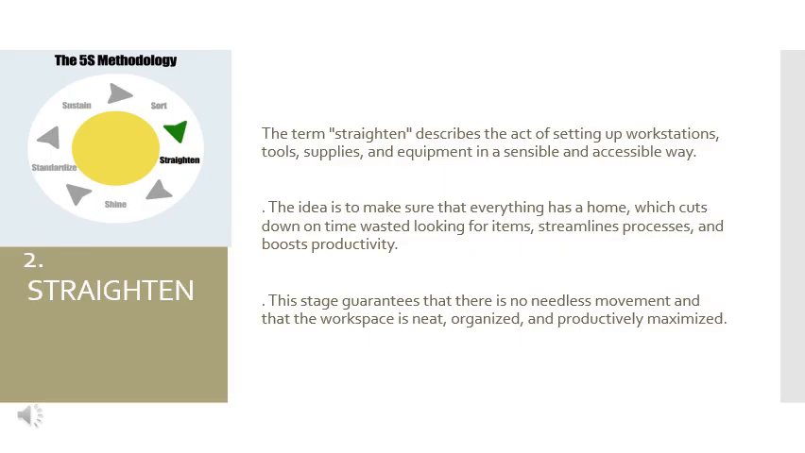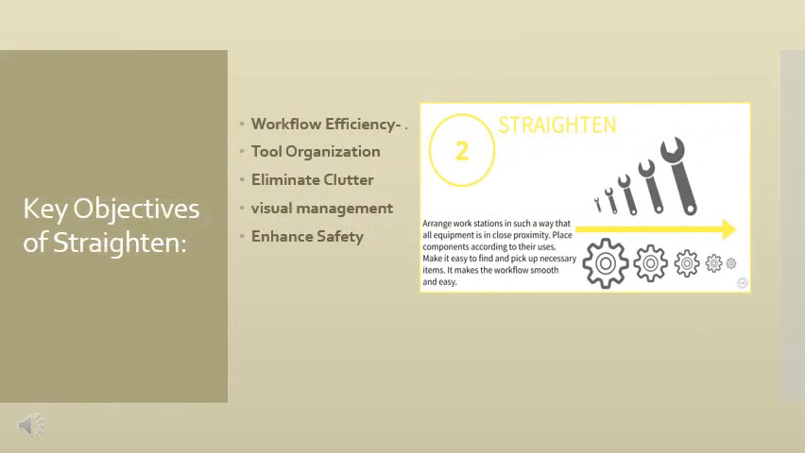Now we are going to dwell into what the objectives of straighten in 5S are. The first of the key objectives for straighten is workflow efficiency. It basically discusses how to streamline the processes, which can lead to faster completion times and reduce unnecessary steps during the whole project. We can highlight the importance of reducing delays and increasing productivity by optimizing the task sequences.